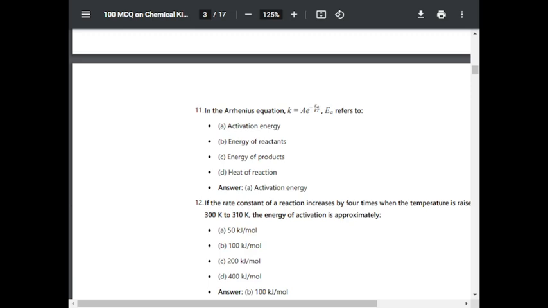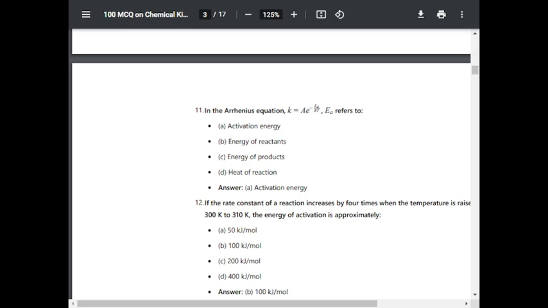In the Arrhenius equation, k is equal to A e to the power minus Ea upon RT, where Ea refers to: option A, activation energy; option B, energy of reactants; option C, energy of product; option D, heat of reaction. The correct answer is A, activation energy.